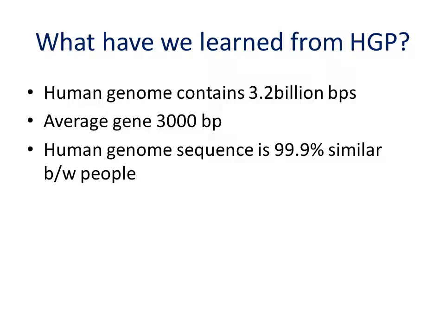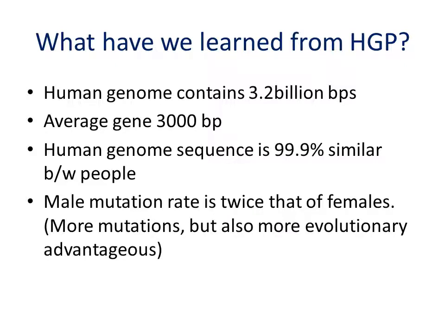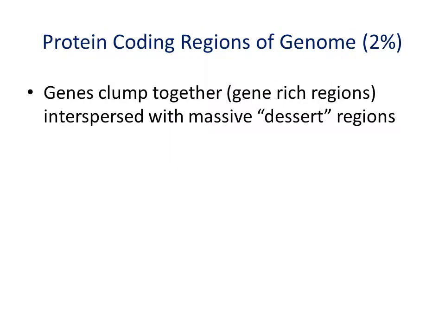People are 99.9% similar to one another. The male mutation rate is twice that of females. They do have more mutations, but that's also evolutionarily advantageous. So what we've determined is that these genes clump together in what we call gene-rich regions, and these are interspersed with massive desert regions where there's no genes present.